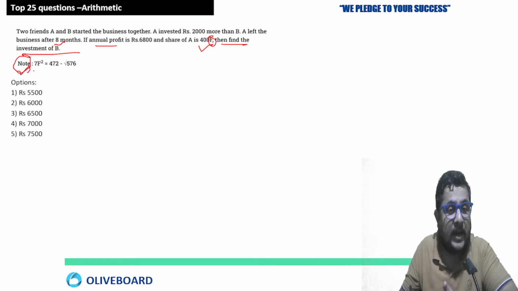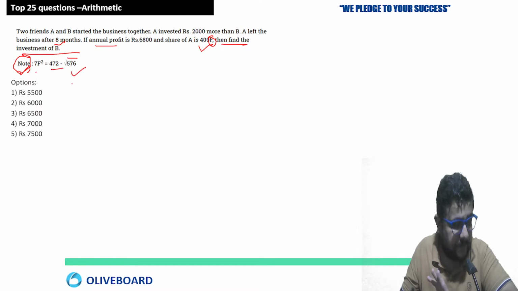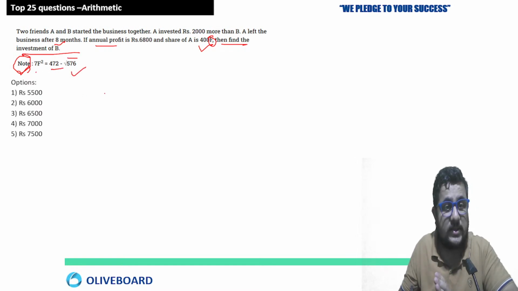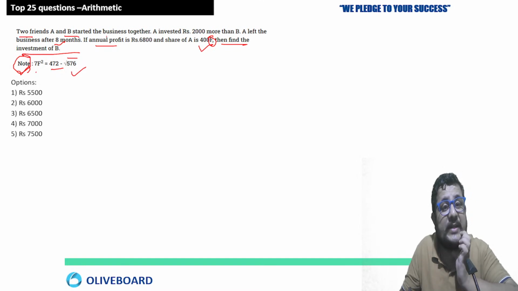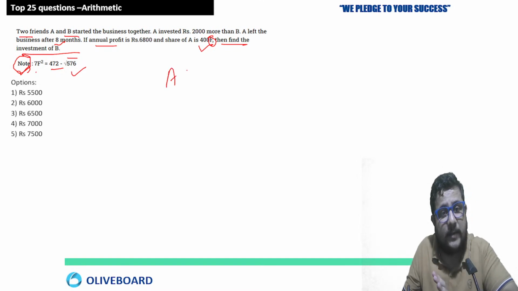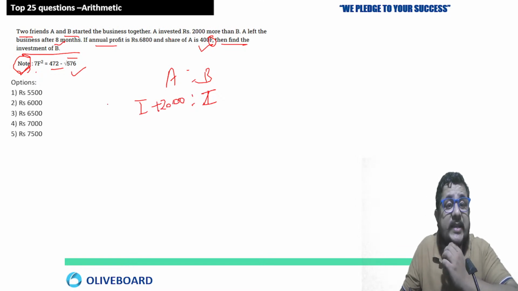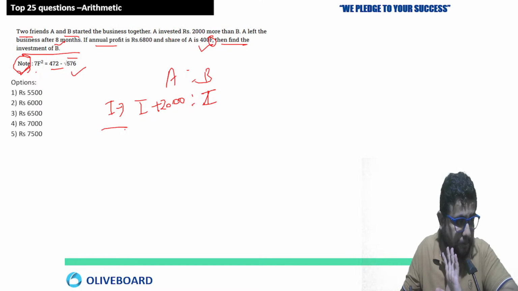See, for F they have mentioned 7F square equal to 478 square root 576. So already we have discussed the questions based on partnership. This is also based on partnership. Two friends A and B started the business together. A invested rupees 2,000 more than B. So if B invested I amount, A is going to invest I plus 2,000. Remember that. This is their investment ratio.